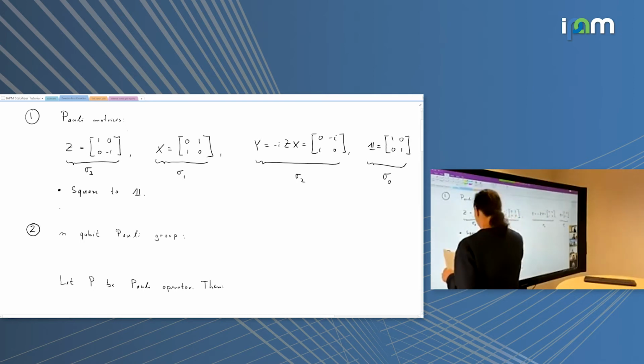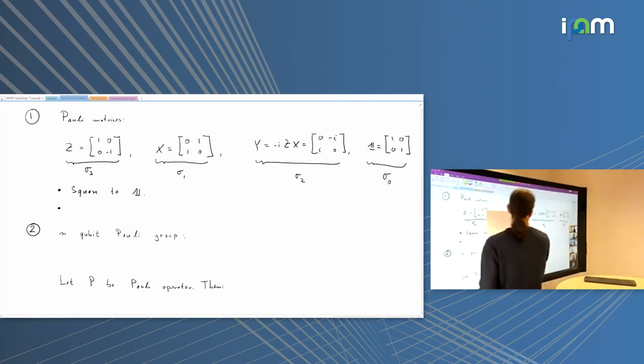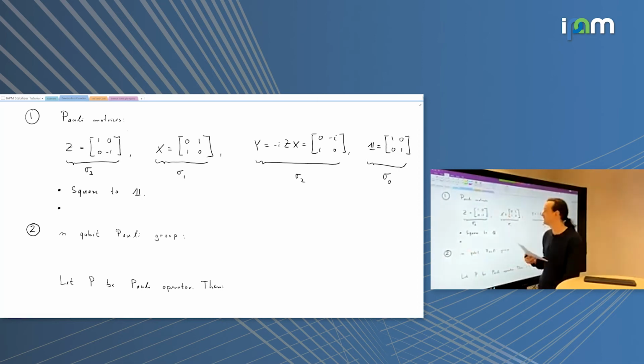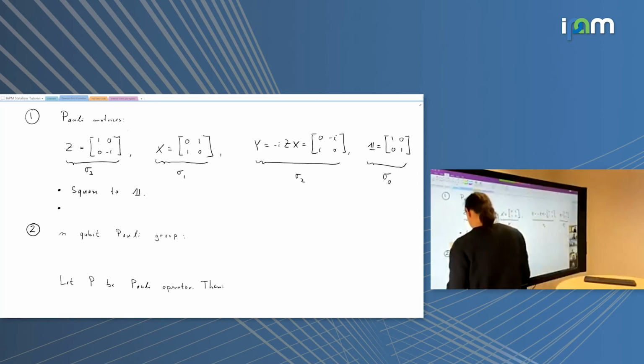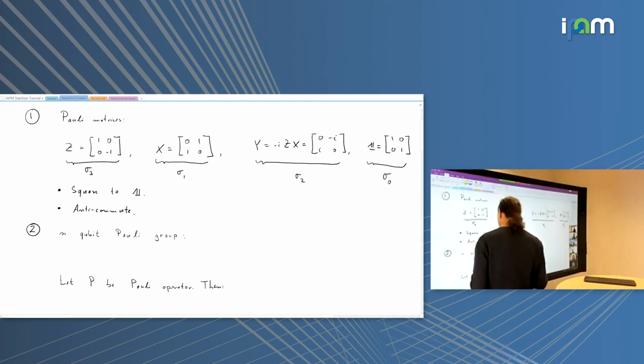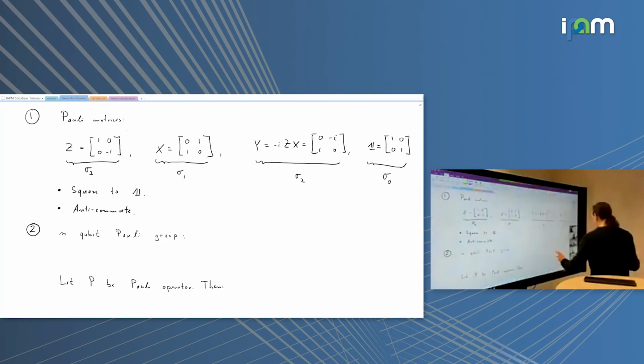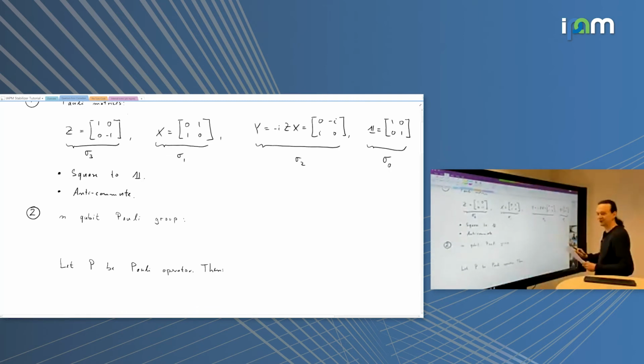And also, if I take two non-trivial Paulis, then they will anti-commute. So Z times X is minus X times Z, and Z times Y is minus Y times Z, and X times Y is minus Y times X. So they anti-commute. By this I mean all non-trivial pairs anti-commute, but I think this is obvious. Good, fine. So you've already understood the first part of the construction.